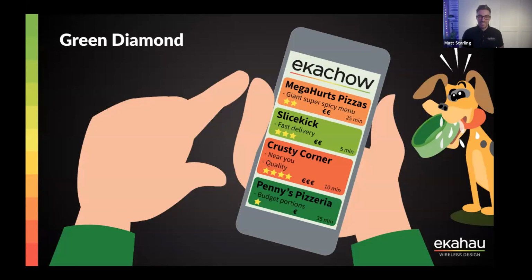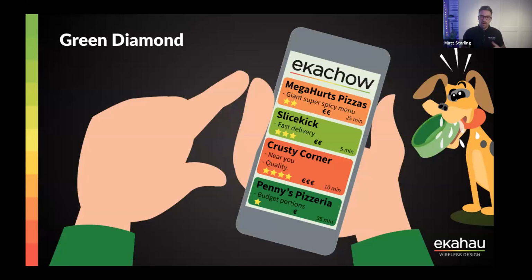Okay, so we're going to discuss what we sometimes refer to in the industry as the green diamond. And what we are going to talk about here is basically what happens when you take your device into an environment where it's got lots of different access points advertising the same SSID. It comes down to the decision of which one we want to choose from. But before we talk about it from the phone's perspective, let's just talk about it from the human perspective.